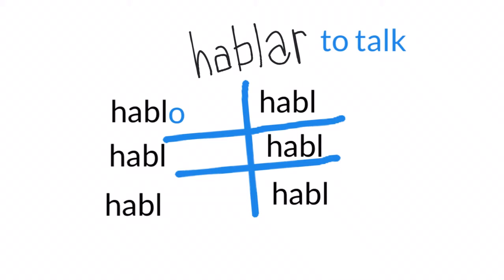When we're talking about yo, we add an O. Hablo, I talk. When we're talking about you, we add AS, A-S. Tú hablas, you talk. When we're talking about usted, the formal form of you, he or she, we use the form habla. We just replace an A on the end of it. When we say we speak, we say hablamos. Nosotros hablamos. We talk or we speak.